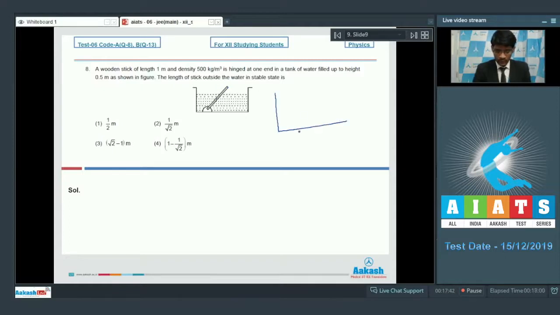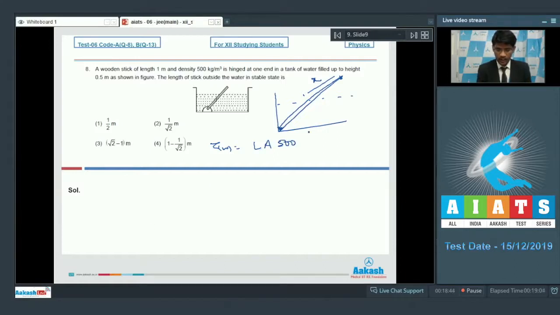So let's write it down. Let this be the portion that is out of the water here. So about this point the weight will have the torque along this direction. So this torque of the weight, I would say, let the length be 1 meter, that is L, I'm writing it down, and area being A, density is 500 kg per meter cube.